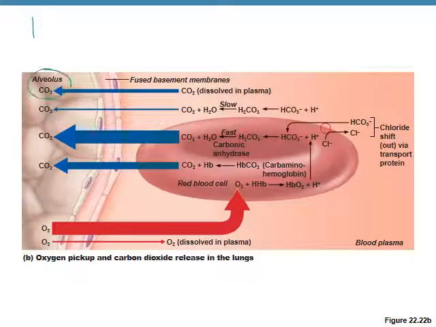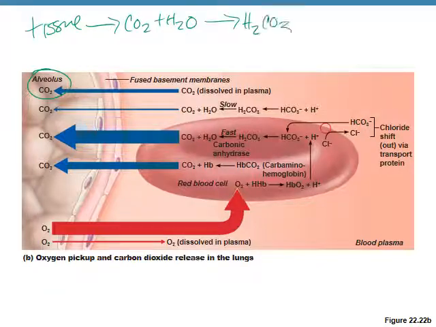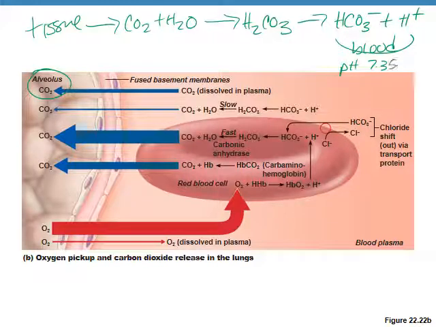Okay, this is a different slide. Here we're at the lungs. Before we were at the tissue. So we went tissue releases CO2 and water. Then it turns into carbonic acid. And then it breaks down into bicarbonate and hydrogen ions. And we said this is keeping our blood pH between 7.35 and 7.45. It's acting as a buffer.